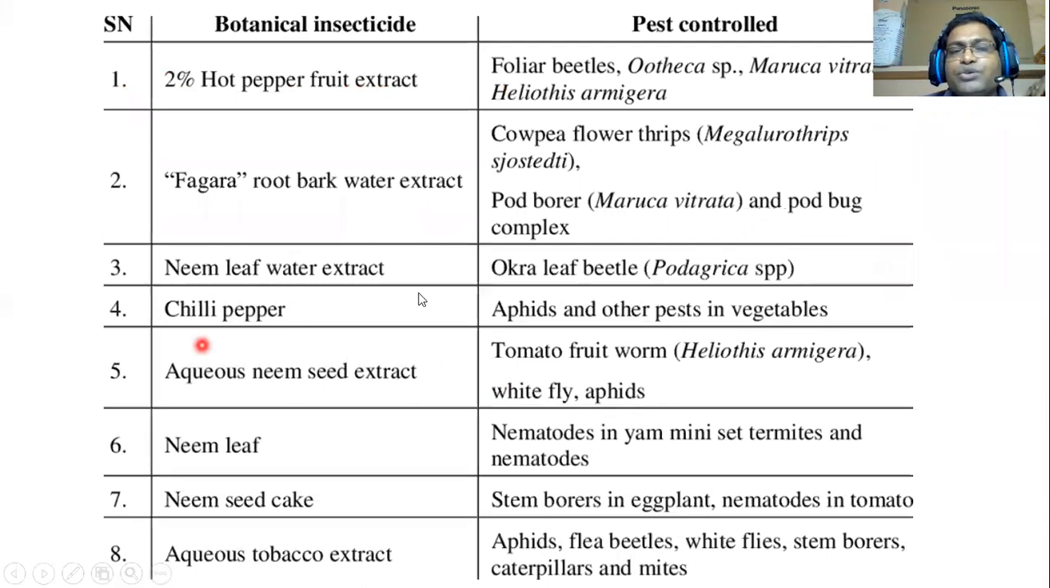Several botanical extracts and plant parts are used successfully. Here you can see neem leaf water extract, chili pepper for aphids and other vegetable pests, and tobacco extract for aphids, flea beetles, and whiteflies. But the problem is some botanical extracts are even toxic to human beings. For neonicotinoids, tobacco extracts, the European Commission is arguing that they cause malformation and autism in human beings, maybe due to these neonicotinoids. But if you use it continuously in a small amount in your field, it will not harm.